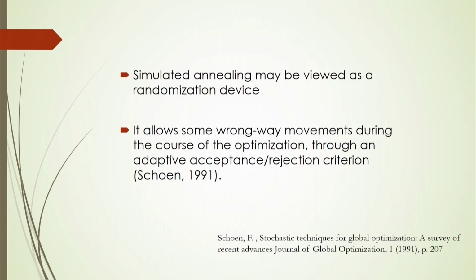Now, these algorithms may be viewed as a randomization device, and they allow some wrong way movements during the course of optimization. In that case, you have to look at whether these wrong way movements go through an adaptive acceptance or rejection criterion or not. That was observed in 1991, this type of phenomenon.